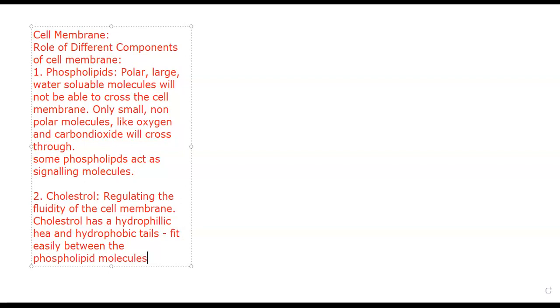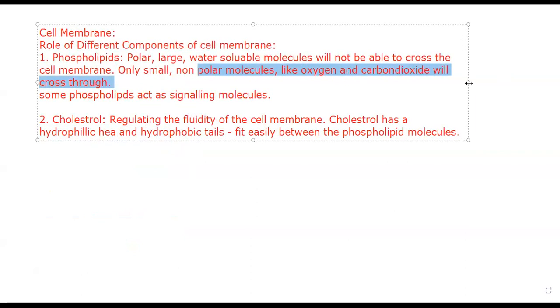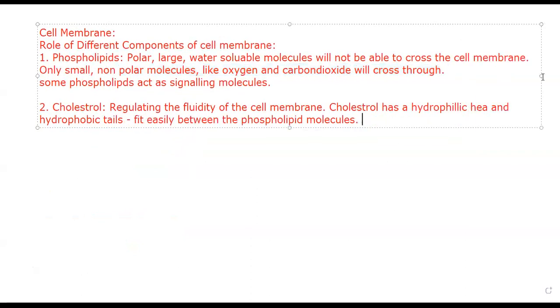Now, cholesterol is mostly found in animal cells, by the way. We don't find a lot of cholesterol in plant cells, and prokaryotes especially do not have any cholesterol at all. So it's a feature that's mostly seen in animal cells. How does cholesterol work? What is it doing that allows it to control how fluid, or how stiff or rigid, the cell membrane will be? How does it control it?